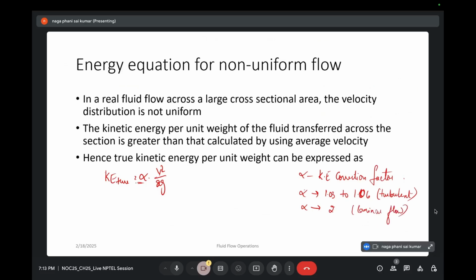If you take this into account, then Bernoulli's equation will become alpha into v1 square by 2g plus p1 by rho g plus z1 is equal to alpha into v2 square by 2g plus p2 by rho g plus z2. This is for non-uniform flow.